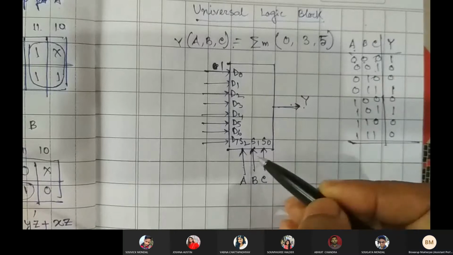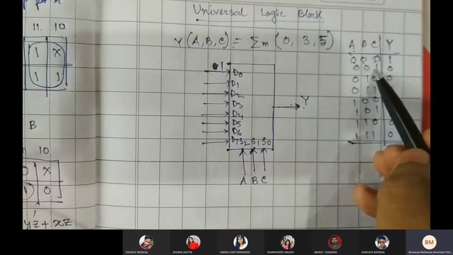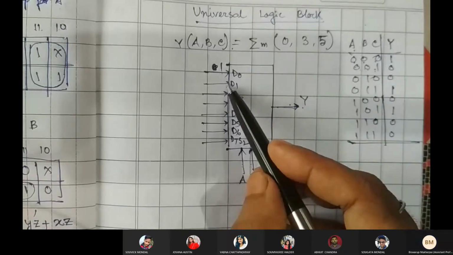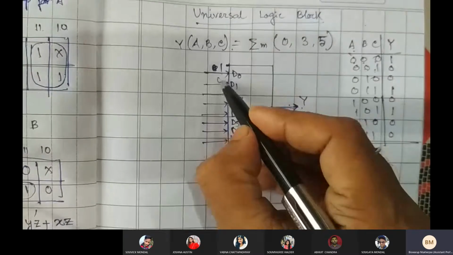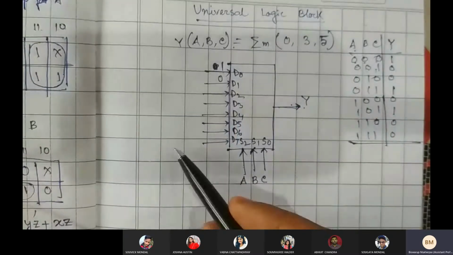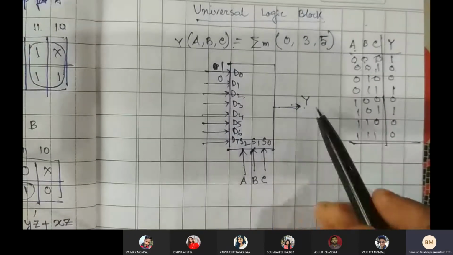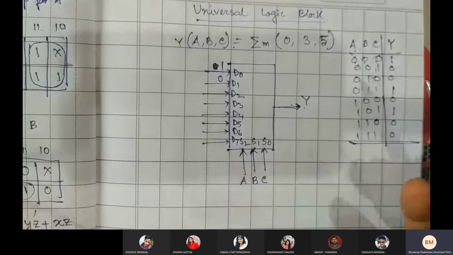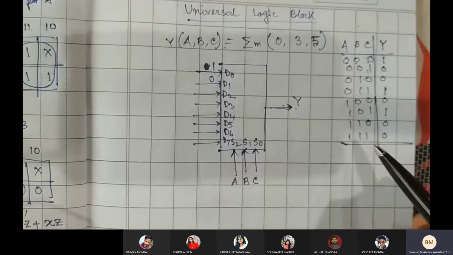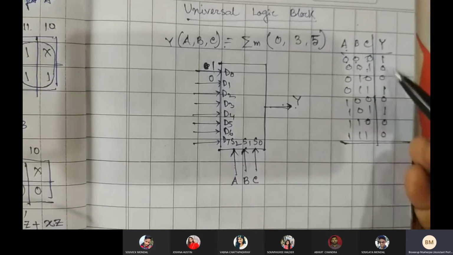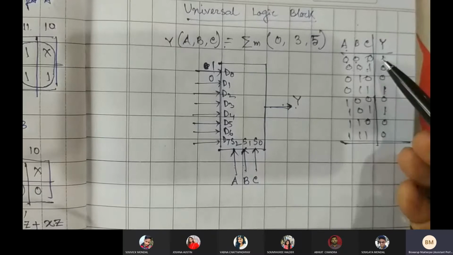Similarly, if we have 0, 0, 1, that means D1 should be selected. The output should remain 0. So if we provide a 0 at this particular D1 line, whenever D1 is selected, the output automatically will be 0, and so on. So what we need to do actually is just find which particular input combinations are providing output 1. So that is 0, 3, 5.